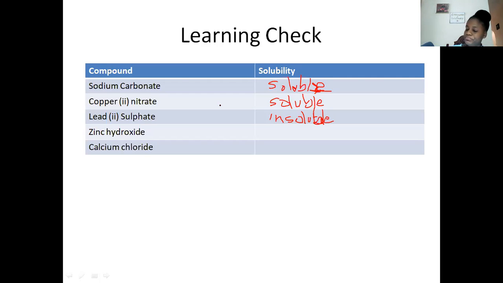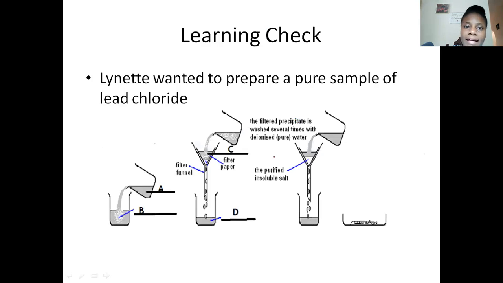Miss, I think it's insoluble. Insoluble, miss. It's insoluble because all hydroxides are insoluble except sodium, potassium and ammonium. And then last one, calcium chloride. Soluble, miss. It's soluble. Most chlorides are soluble. All right. So sorry about that writing, but you get the point. All right. So that is it.